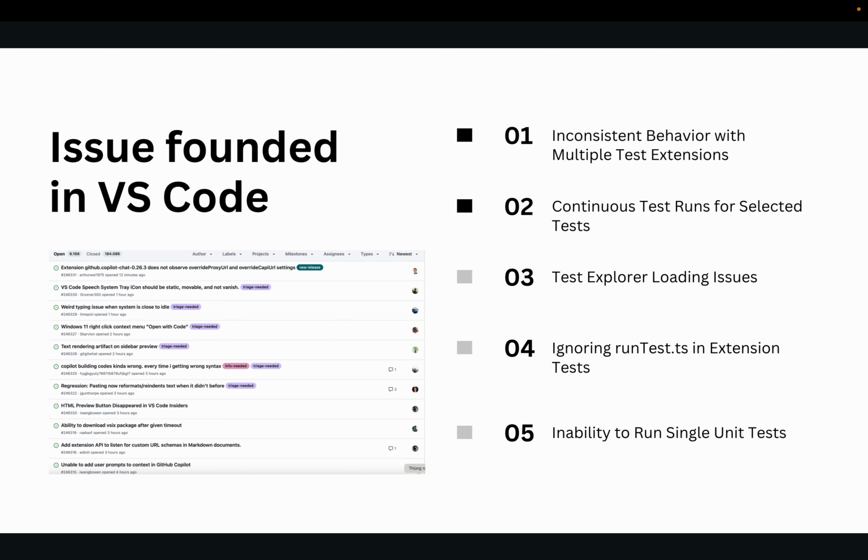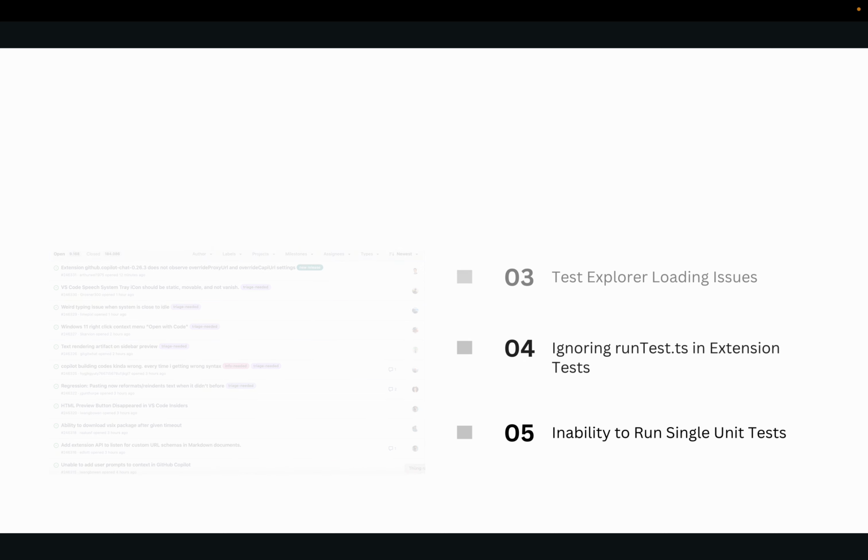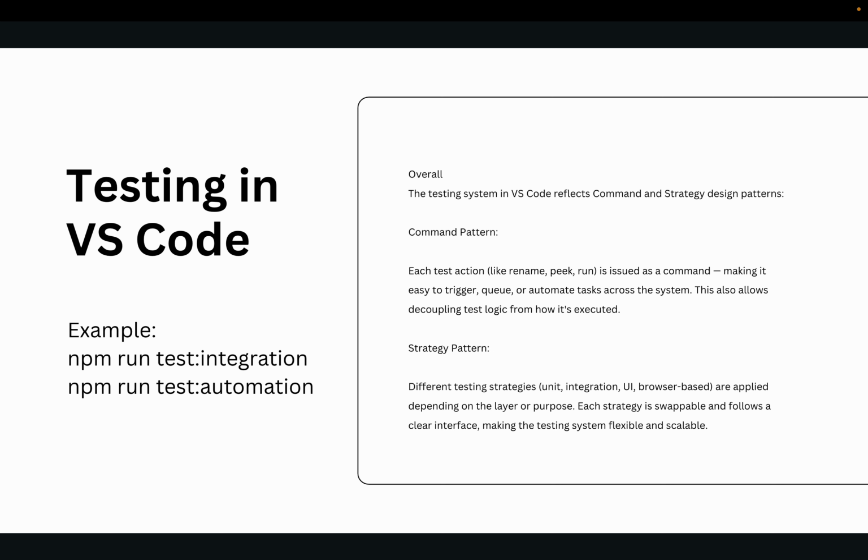Although the testing in VS Code reflects the command and strategy design patterns, it is actually a very robust system using many different testing patterns. We only talked about three, but it incorporates many different testing patterns, and it is a very robust system itself.